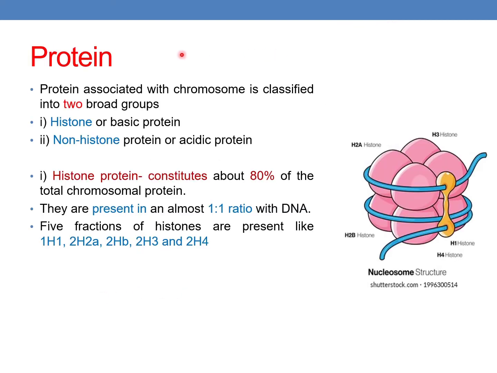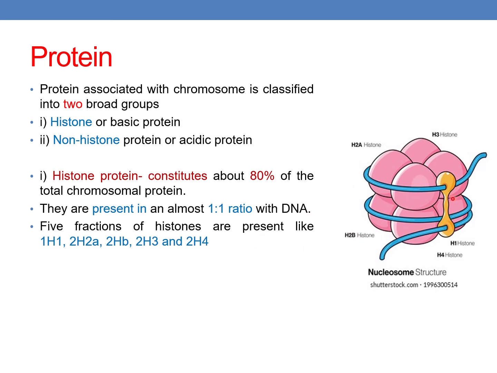And lastly, the proteins. The proteins remain associated with chromosome in two broad groups. One is the histone proteins or basic proteins, and the other, non-histone proteins, are called acidic proteins. These histone proteins constitute about 80% of total chromosomal protein, and they seem to be present in a 1:1 ratio with DNA.